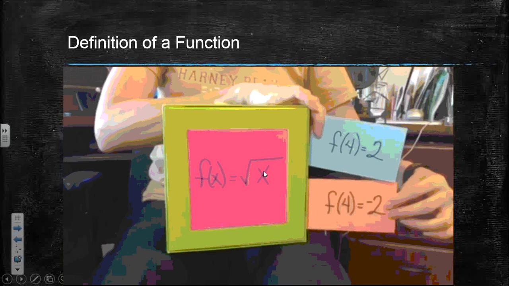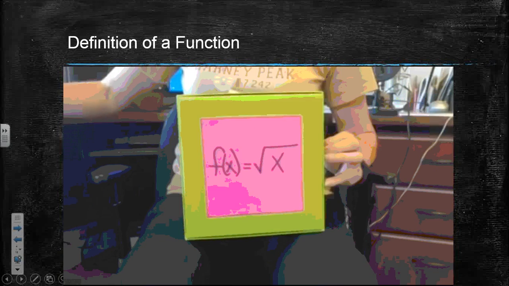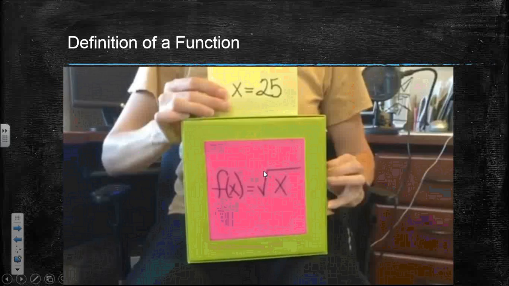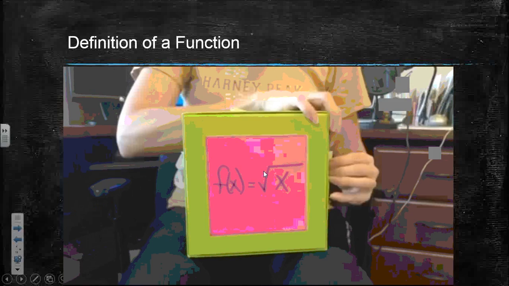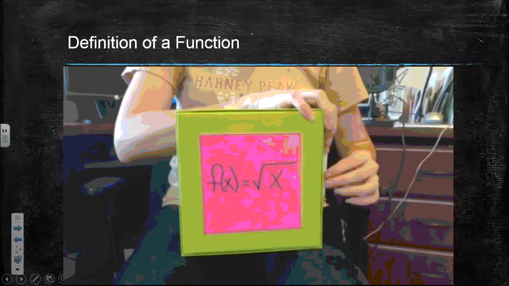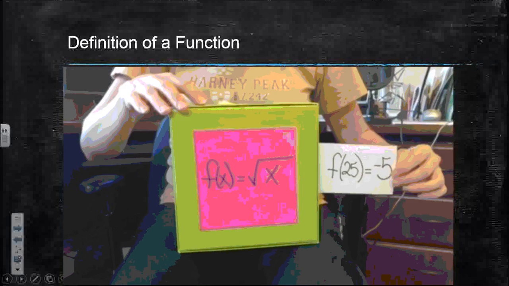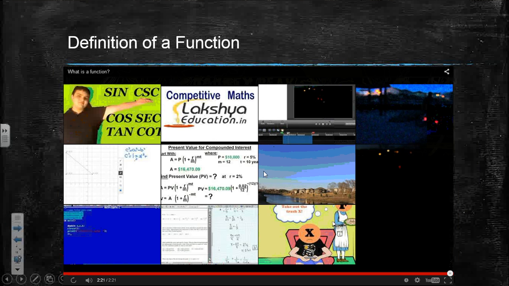So that's not a function, because it's the square root of 4, negative 2 as well. If I put in 25, what's coming out? 5 and negative 5? No. Okay, so that's not going to be a function. 1 input, 2 outputs, not a function. Okay? All right.